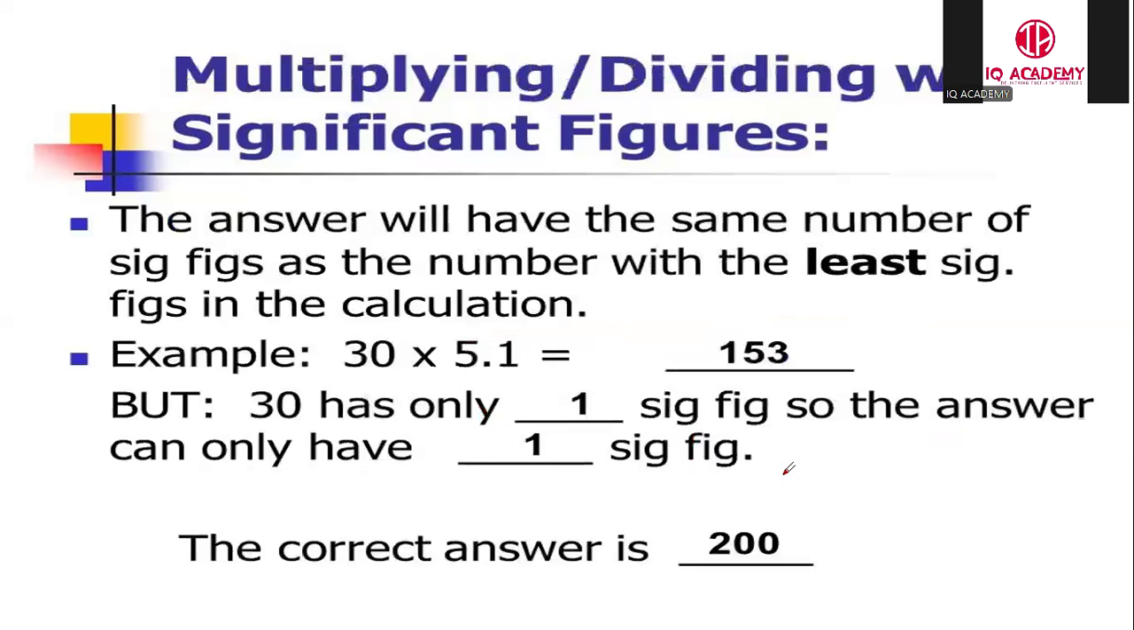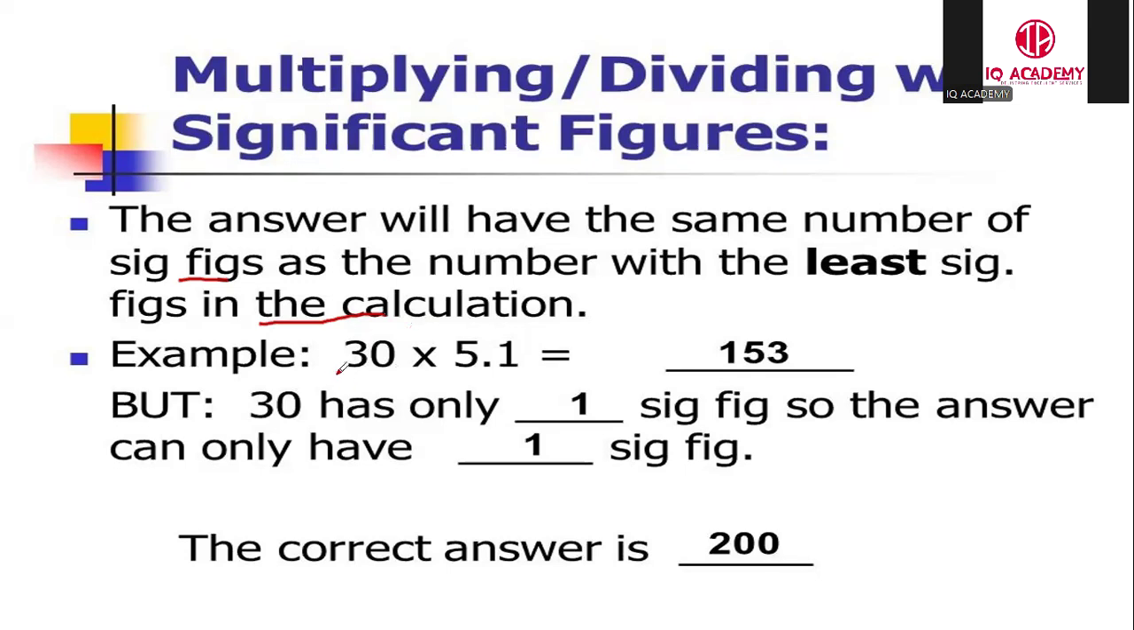Okay, so the rule for multiplication and division says that the answer will have the same number of significant figures as the number with the least number of significant figures in the calculation. So take note that when you are adding or subtracting, you are looking at the number of decimal places. But when you are multiplying and dividing, you are looking at the number of significant figures. So take note of that difference.